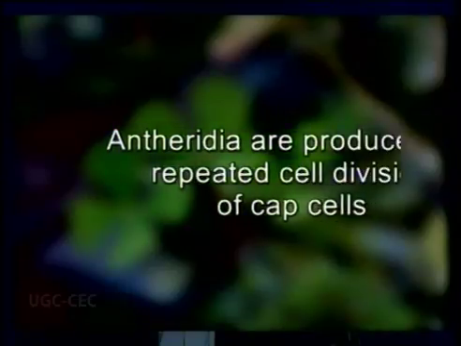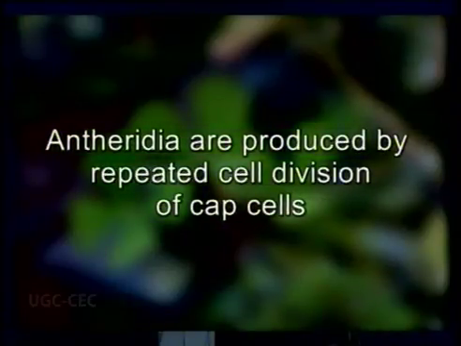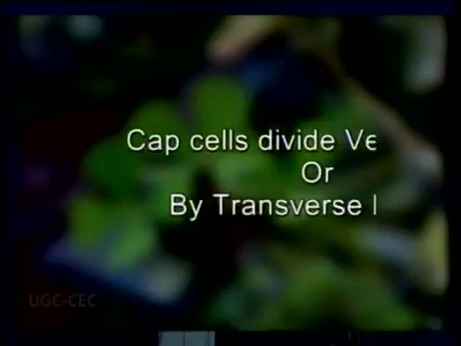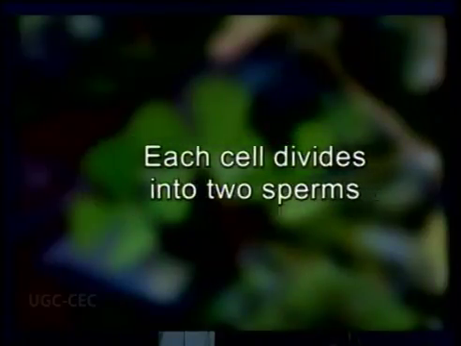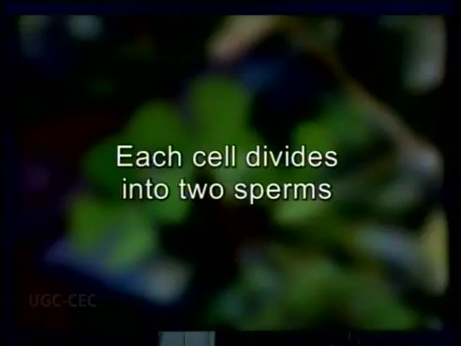Now, dear students, we will discuss the development of antheridia and oogonia in Oedogonium. The antheridia, or the male reproductive organs, are produced by repeated cell division of any of the cap cells of the filament. Usually the cap cells divide by usual mitotic division into many cells transversely. Each segment divides transversely or vertically into two sperms.